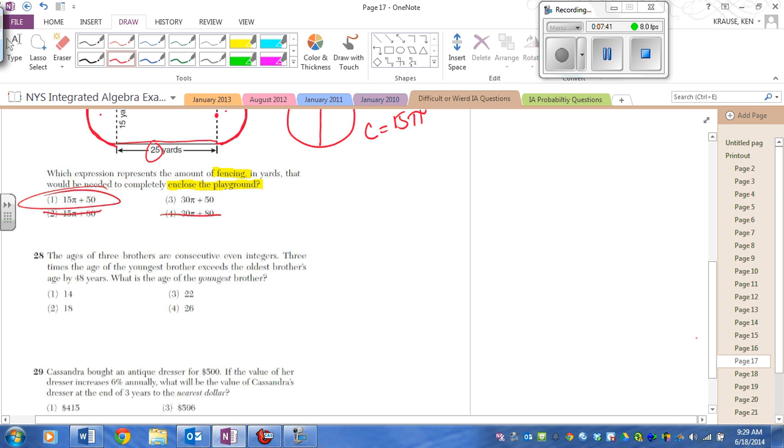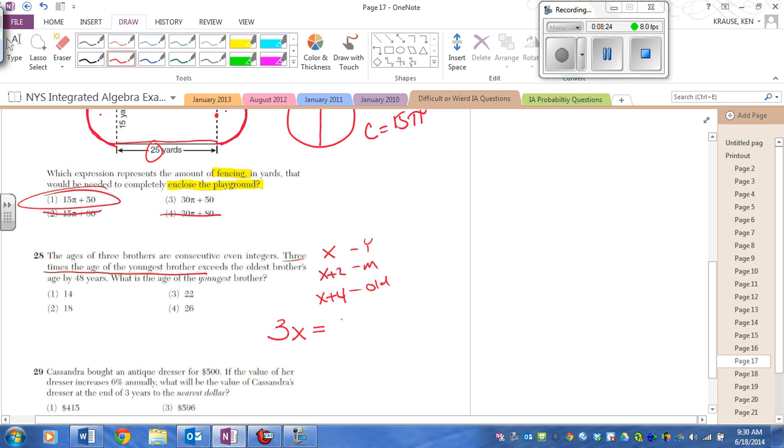Moving on. Ages of 3 brothers are consecutive even integers. So the ages of 3 brothers, so x, x plus 2, x plus 4. These are consecutive even integers. This is with the youngest, middle, and oldest child. It says 3 times the age of the youngest exceeds the older brother's age by 48 years. So what they're saying is 3 times the youngest is equal to the older brother's age plus 48.